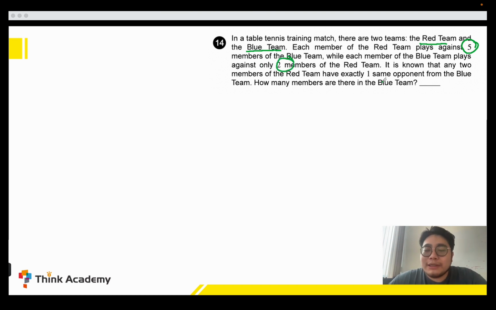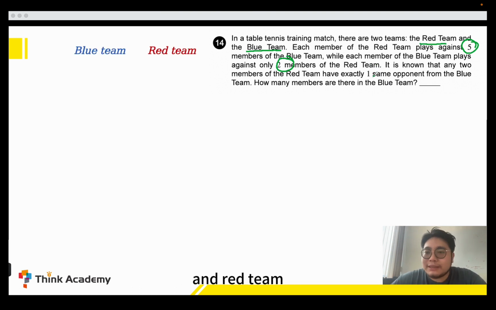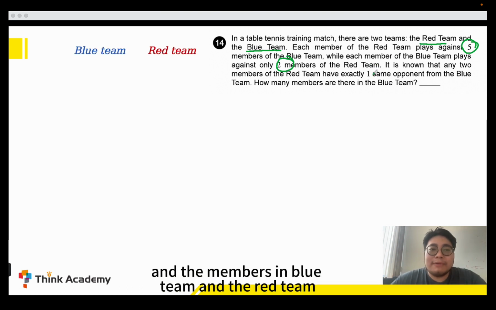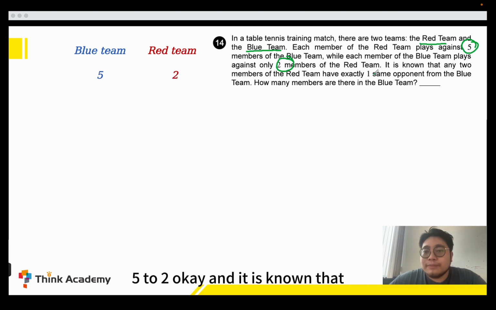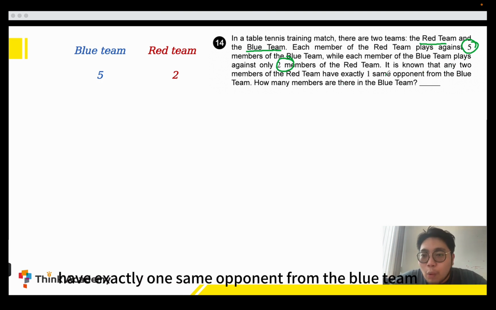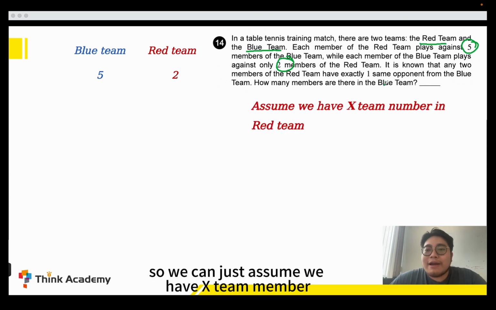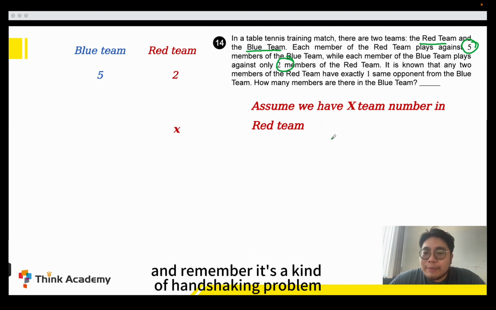So after reading this sentence, we can know we have blue team and red team, and the ratio of the members in blue team and the red team is just 5 to 2. Okay, and it is known that any 2 members of the red team have exactly one same opponent from the blue team. So we can just assume we have X team members in red team. And remember, it's a kind of handshaking problem.